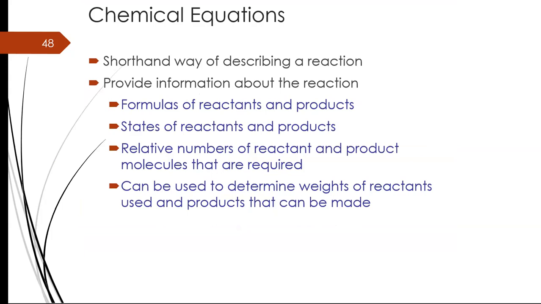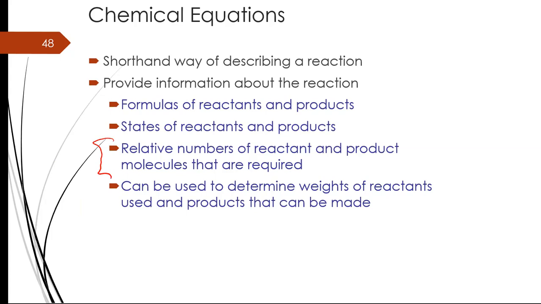So they should provide us with several things. One is it should always include all the formulas of our reactants and our products. It should include the states of our reactants and our products. And the other part is it needs to have the relative numbers of how much reactant and how much product was used. So it's kind of our recipe for making that compound. It has to include not just your ingredients, but also how much of your ingredients.